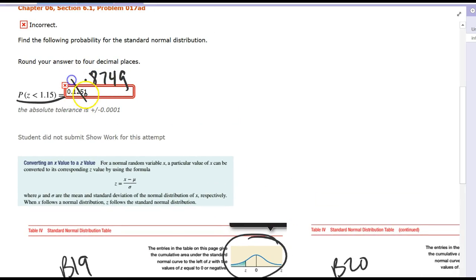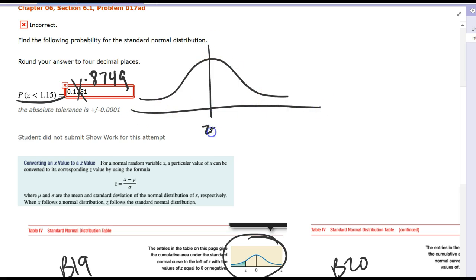This makes sense because the z being less than, so if you just draw the curve, this would be z is 0. If z is 1.15, you're looking for the probability that it's less than 1.15. So it's definitely going to be greater than 0.5.